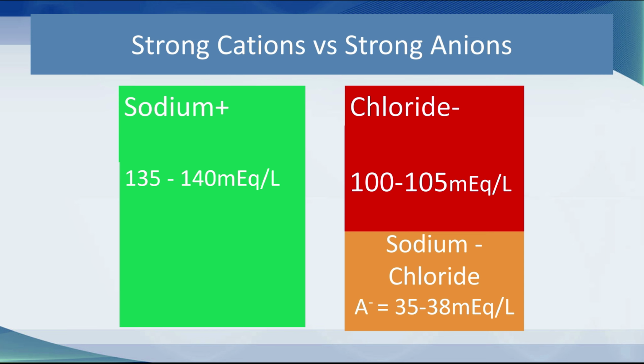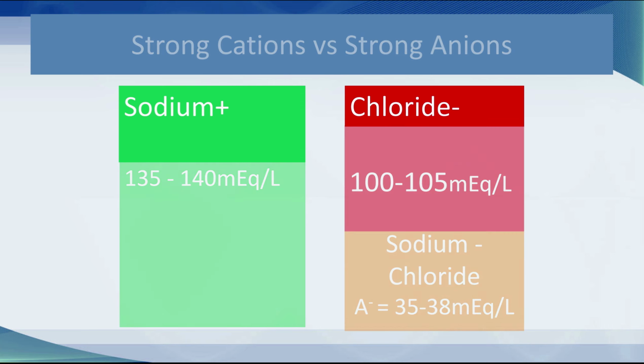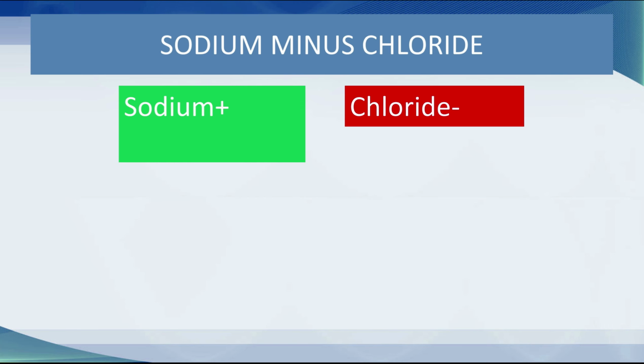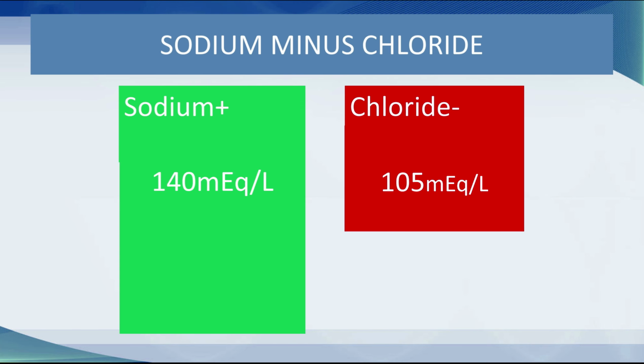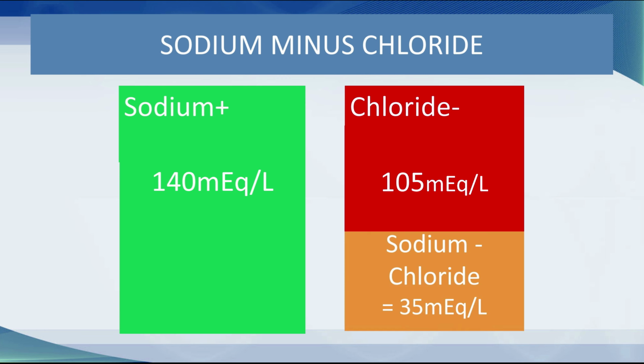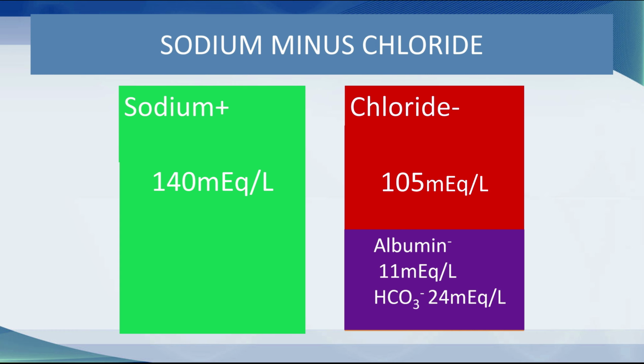So the normal gap between sodium and chloride is between 35 and 38. Essentially, this is the highest the sodium and the highest the chloride is likely to be under normal circumstances, a sodium of 140 and a chloride of 105, with that gap. The gap being, of course, filled by the albumin, phosphorus, and bicarbonate.